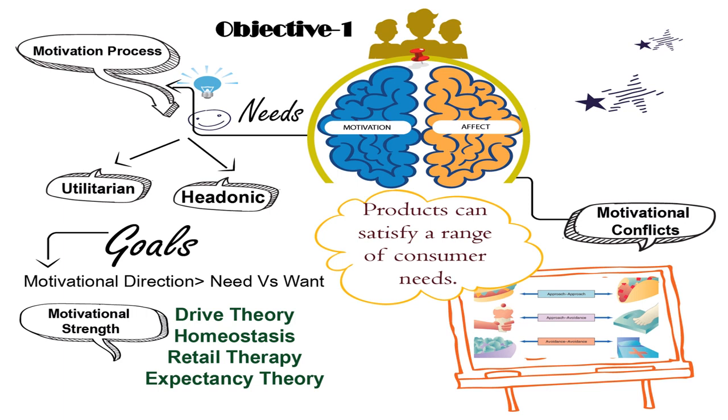Motivational directions refer to needs and wants. So what are needs and what are wants? A need is a consumer's desire for a product or a service or specific benefits, whether functional or emotional. And a want is the desire for products or services that are not necessary but which consumers wish for. That is want. And needs and wants behind the scene is motivational strength. So needs and wants indicate the motivational strength.